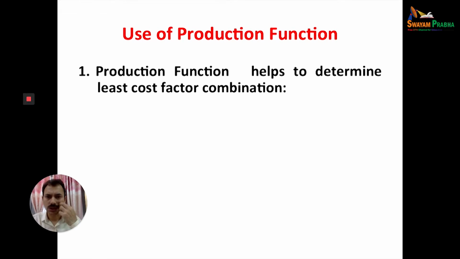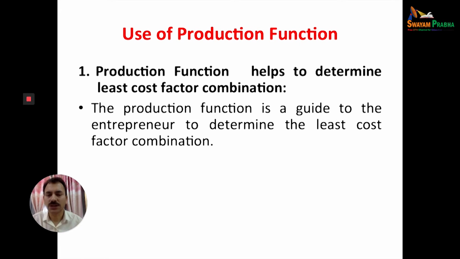Now let us discuss the uses of the production function. Production function helps to determine the least cost factor combination. You know that the most important objective of the firm or organization is to maximize profit. No doubt, like Baumol says, sales maximization can be the main objective. There can be other objectives, like sustainability, maybe production output maximization, but the ultimate objective of the firm is to maximize profit.